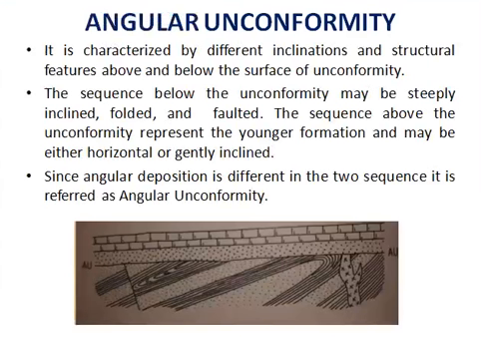Angular unconformity. It is characterized by different inclinations and structural features above and below the surface of unconformity. In this diagram, AU represents angular unconformity. The sequence below the unconformity may be steeply inclined, folded and faulted. As seen in this diagram, the sequence is folded and faulted. The sequence above the unconformity represents a younger formation and may be either horizontal or gently inclined. In this diagram, the sequence deposited above the unconformity is horizontal. Since there is angular variation in the deposition of two sequences, such type of unconformity is known as angular unconformity.